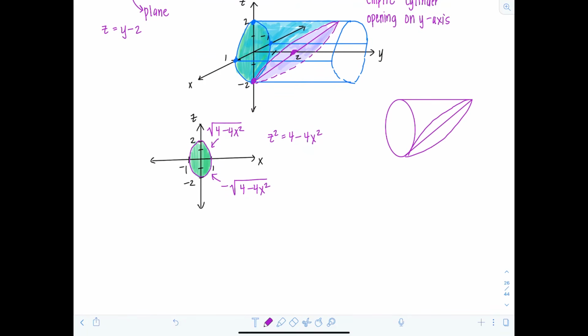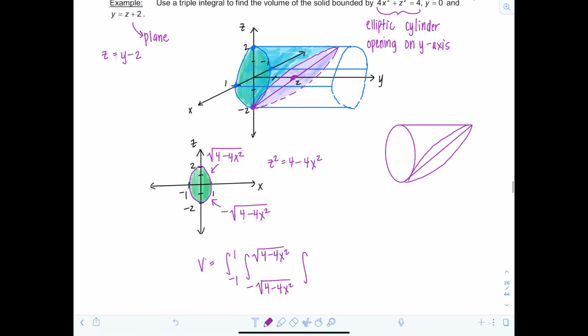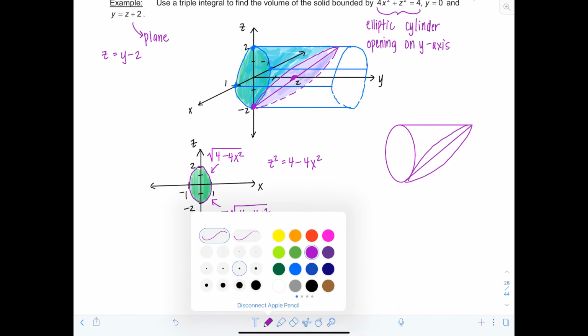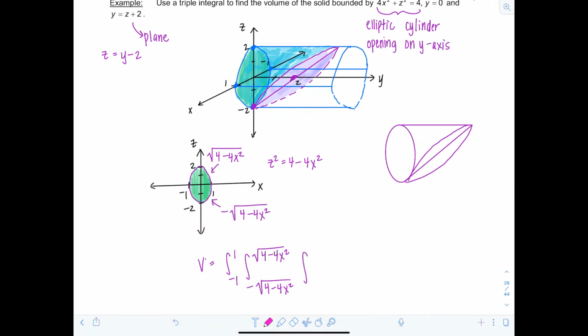So let's set up the limits that we have. In the x direction, the bounds are going to be from -1 to 1. In the z direction, from negative radical 4 minus 4x squared up until positive radical 4 minus 4x squared. And then what about the y direction? All right. We'll go back to your original drawing and then draw that arrow that starts and stops in the y direction, representing the height of the solid.